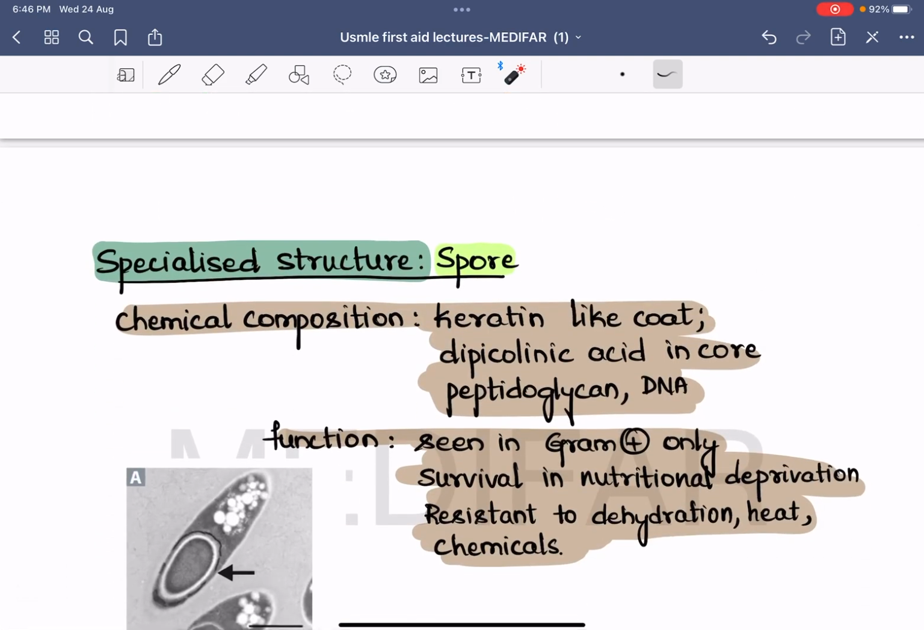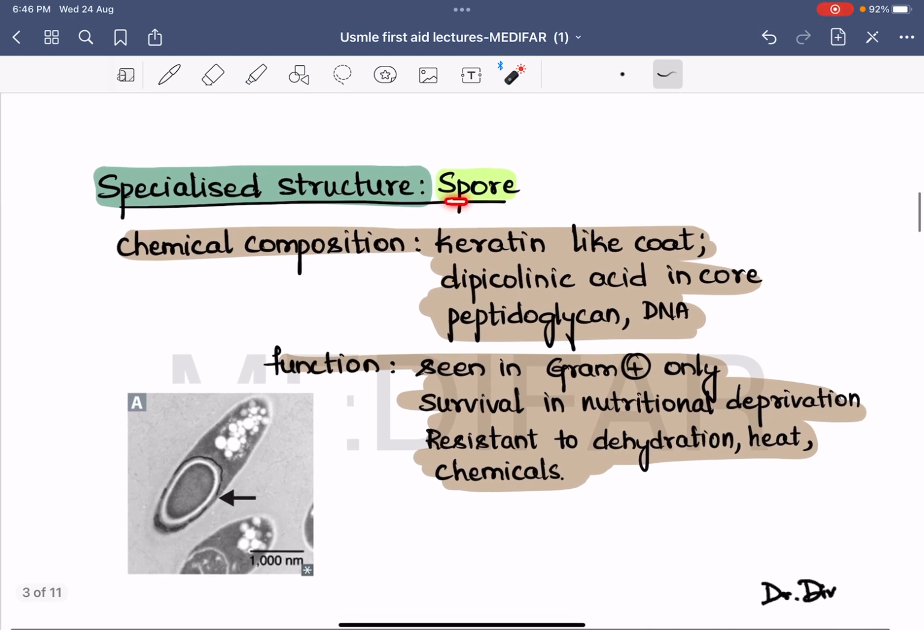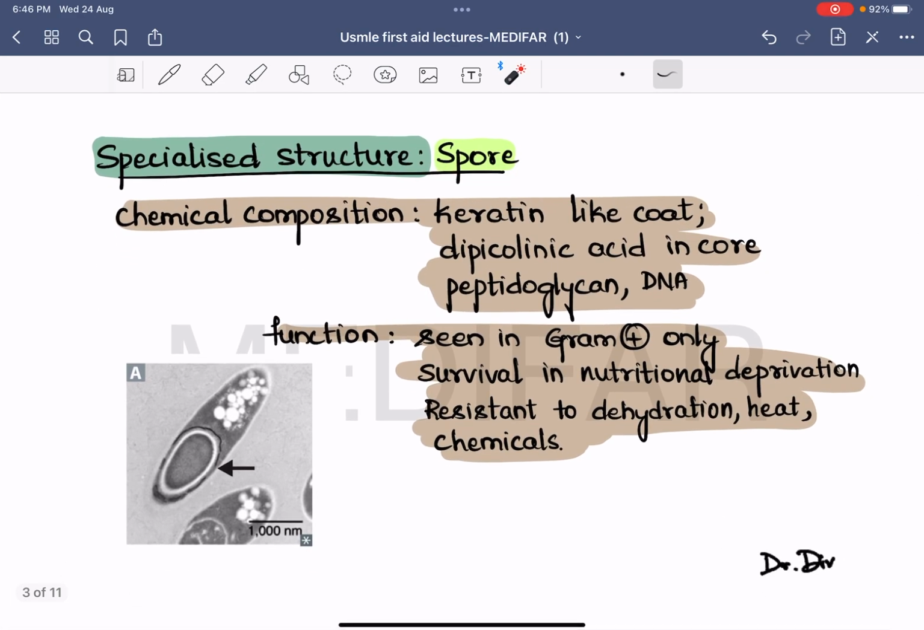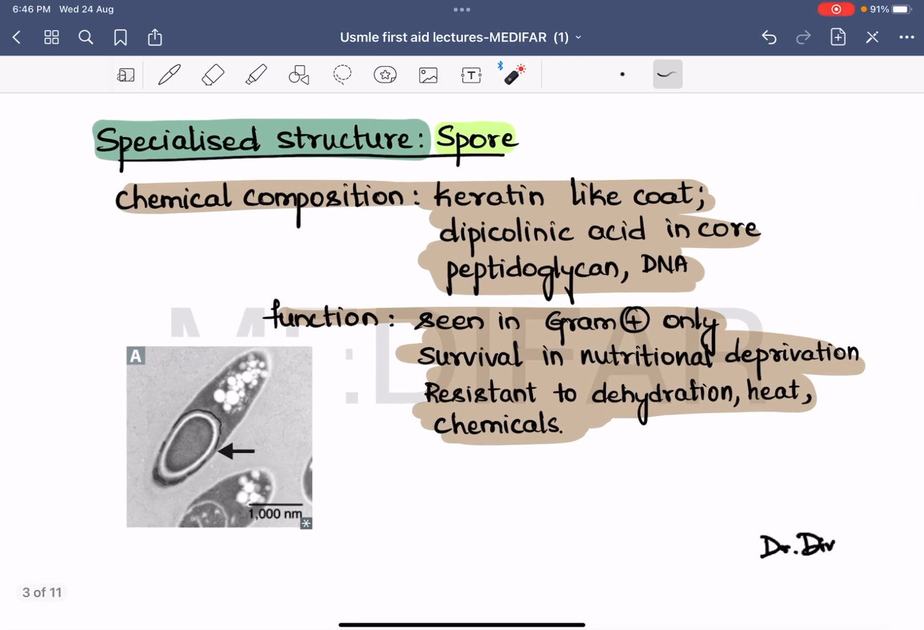Now the second part, that is specialized structure, which is spore. You need to answer two questions. When do spores form and which bacteria form spores? The answers are: during nutritional deprivation state, to enhance the survival period, certain gram-positive rods form a dormant cell inside the original cell. This dormant cell is known as endospore, and this endospore is released in the environment.